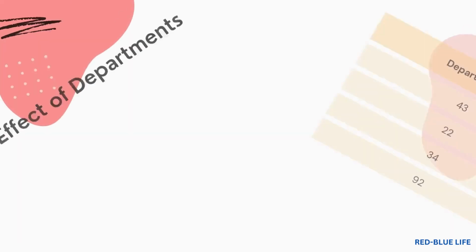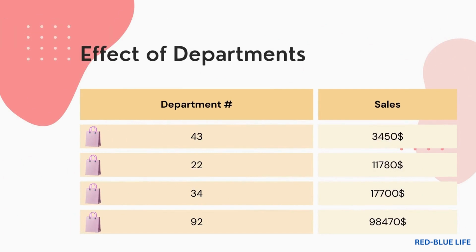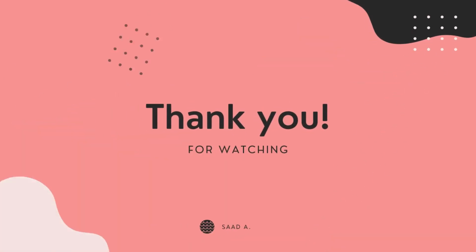Finally, we compare sales of different departments within a particular store. Department 43 has around $3,500, 22 has around $12,000, $18,000 for 34, and $98,000 for 92. That's huge. The report ends here.